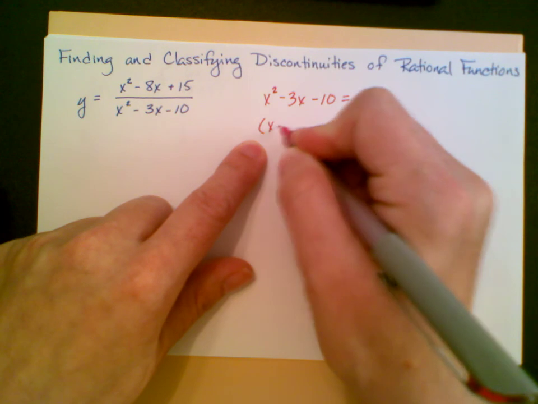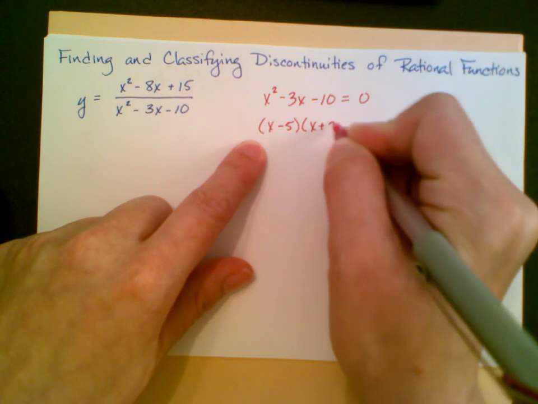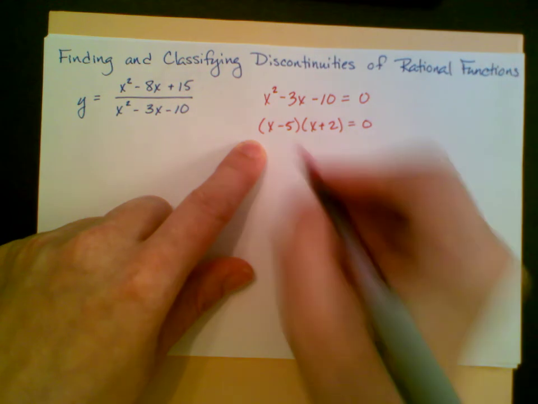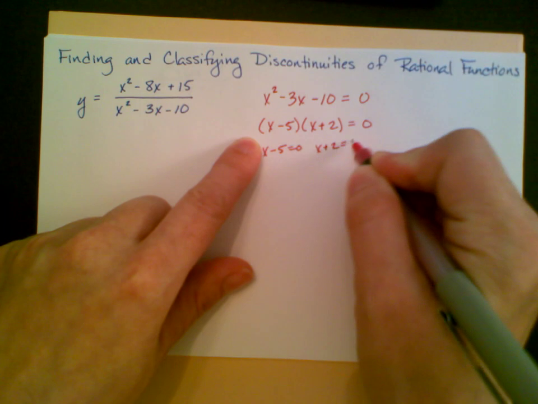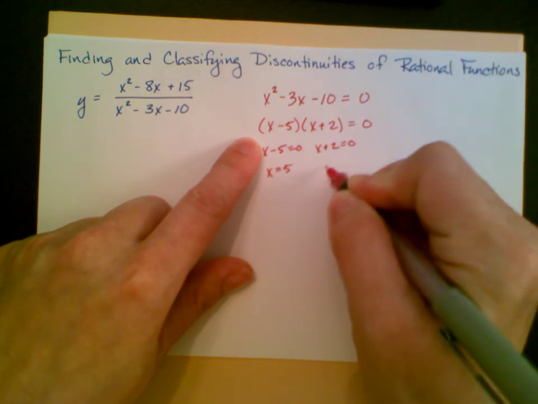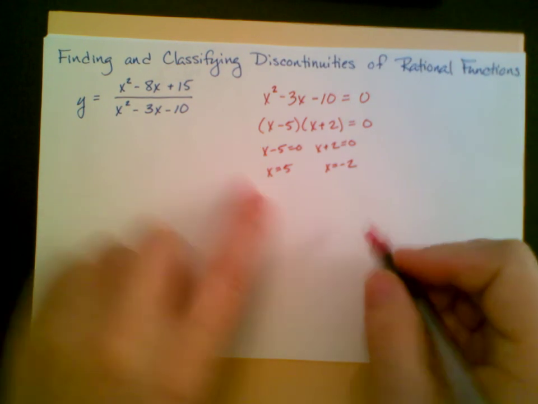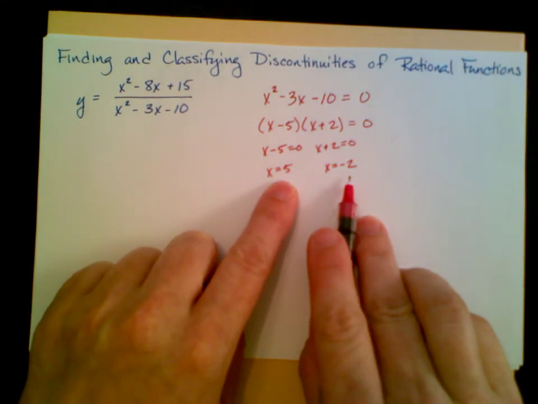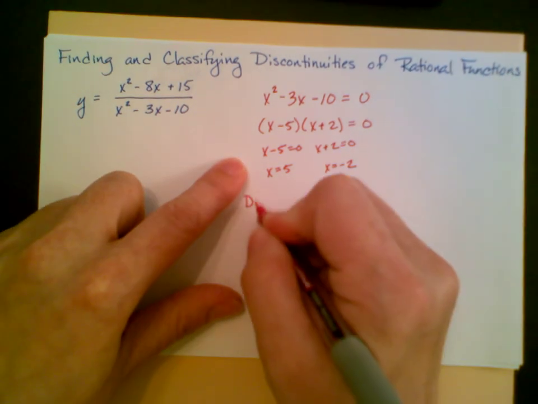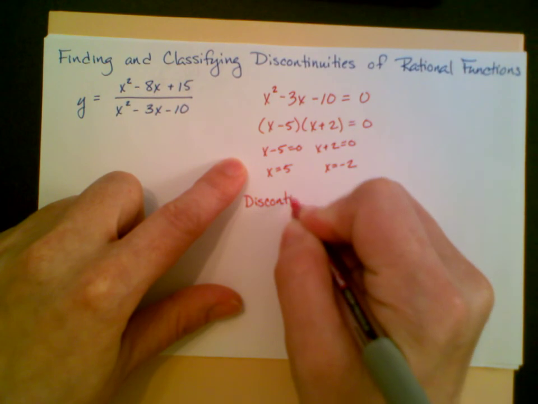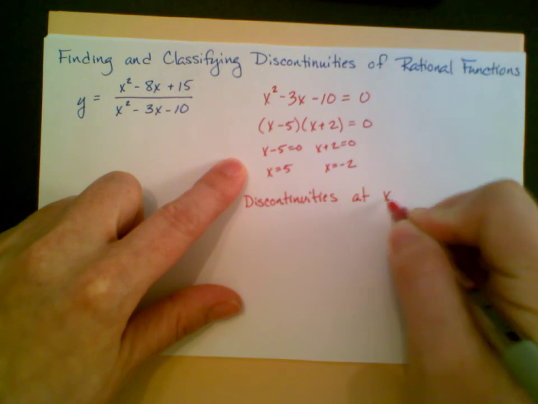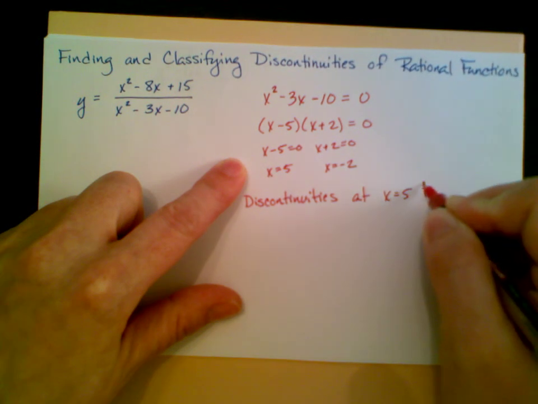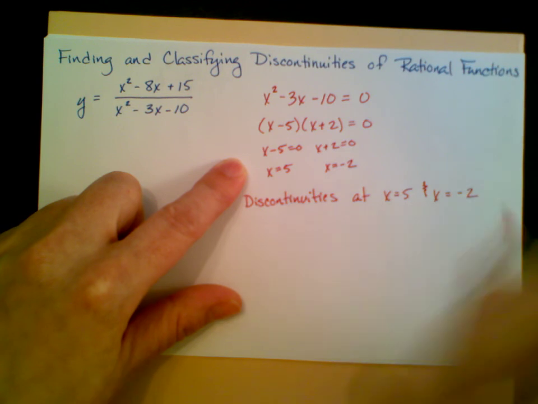That goes like x minus 5, x plus 2, which when I set x minus 5 equal to 0 and x plus 2 equal to 0, I get x equals 5 and x equals negative 2. Here are my two discontinuities for this particular function. So let's even write that down. I have discontinuities at x equals 5 and x equals negative 2.